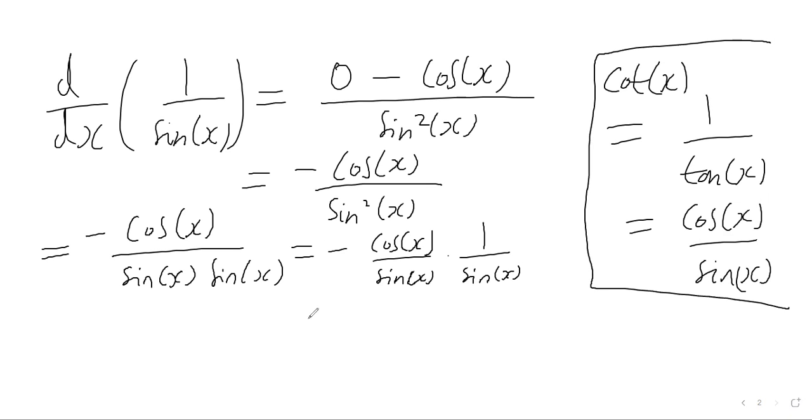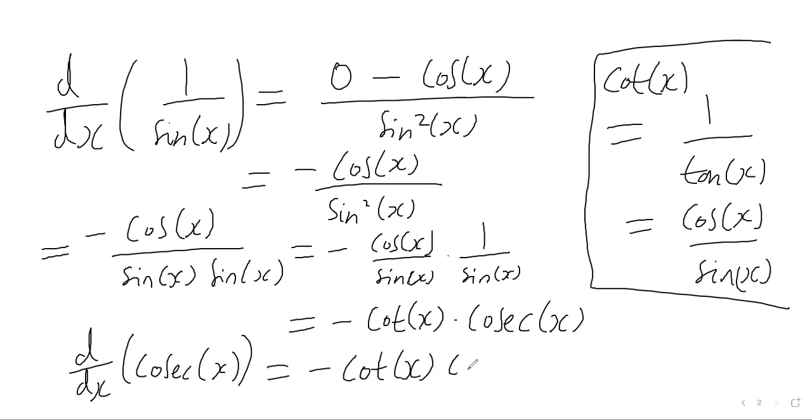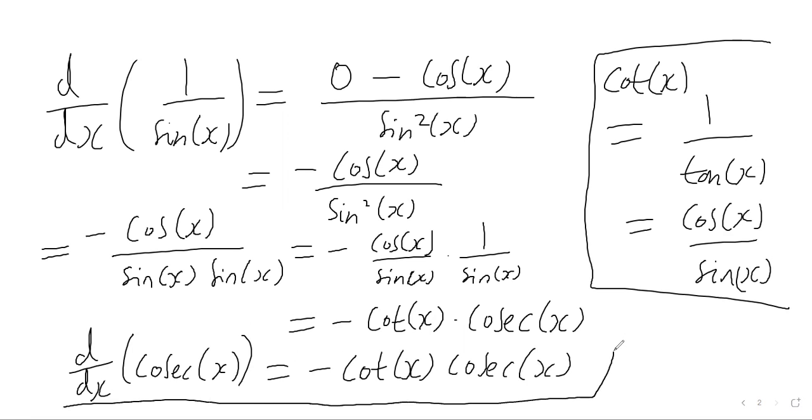And so what this means is that what we've got here is negative cot of x times cosec of x. And so in conclusion, when we differentiate cosec of x with respect to x, we get negative cot of x times cosec of x. And that is the final result.